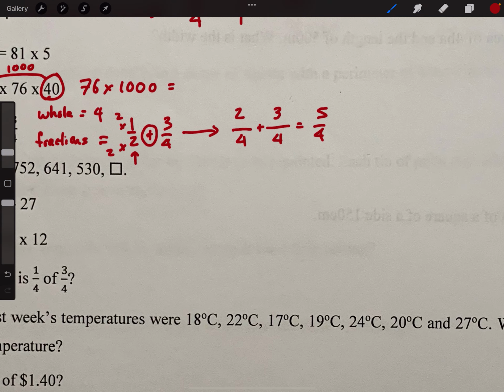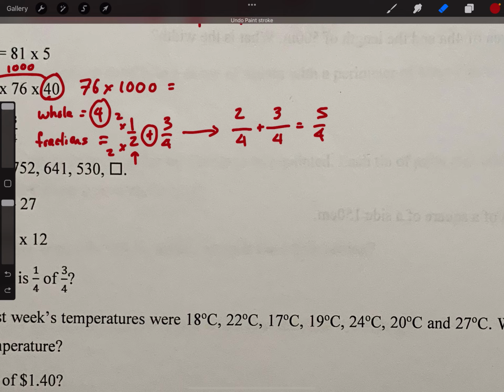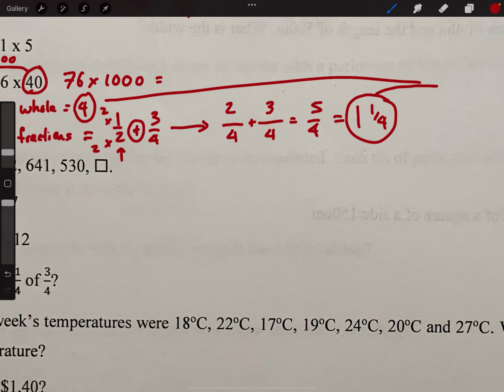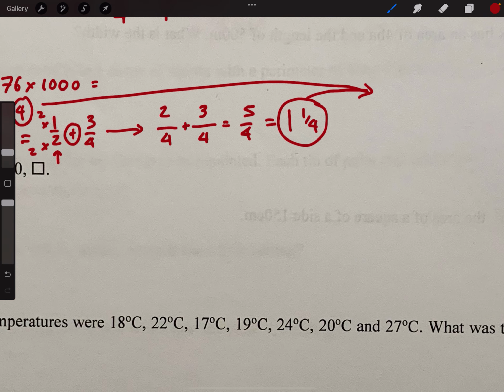Okay, we're almost there. So we have a whole number of 4 and we have a fraction of 5 over 4. But we can't leave it as 5 over 4. This is an improper fraction, so you must change it to a proper fraction. 5 over 4 is 1 and 1/4. Now we combine that with the whole number. So what's 4 plus 1 and 1/4? The answer is 5 and 1/4. There you go.